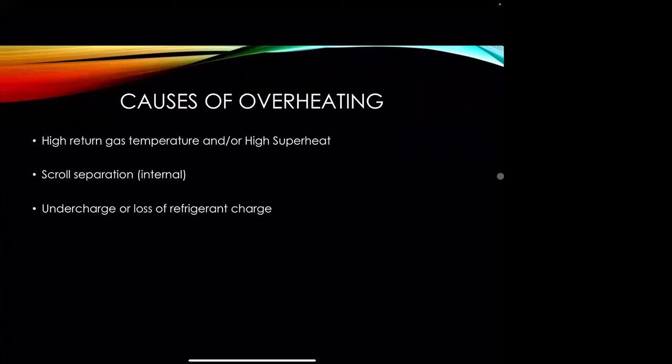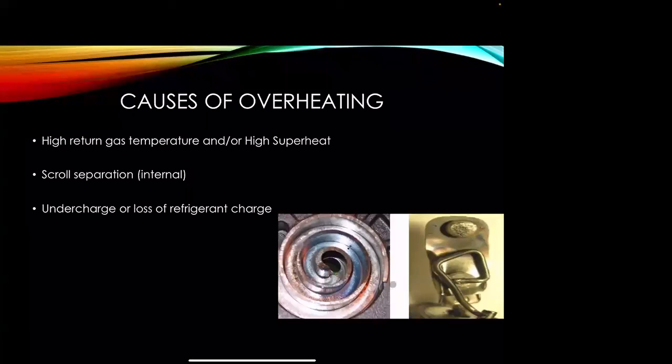Undercharge or loss of refrigerant charge can cause overheating as well. Imagine running your car with no oil. You're going to overheat it. And here's what overheating looks like. Here's an internal overload. It's kind of melted. Once that thing melts and completely separates, the compressor is done. And then here's the internal of a scroll and what it looks like, how it's starting to warp. You can see it there.